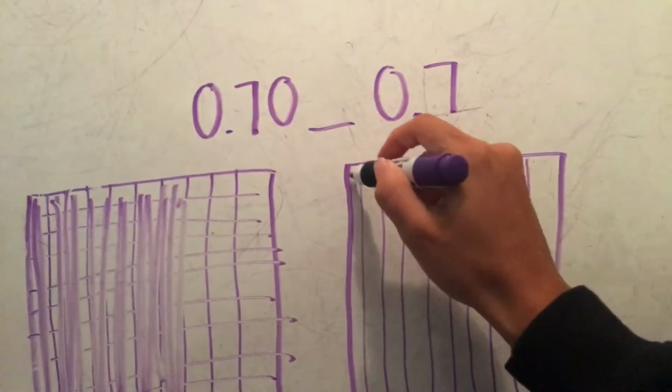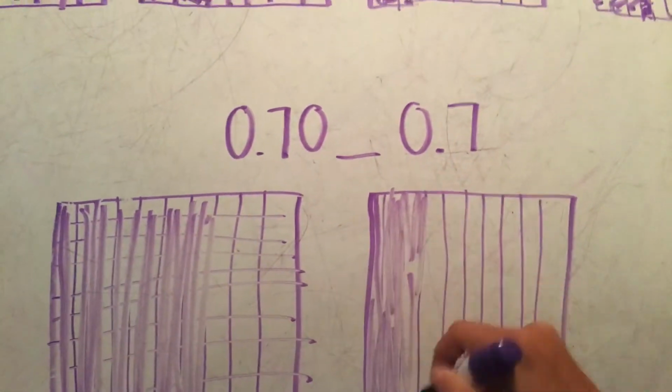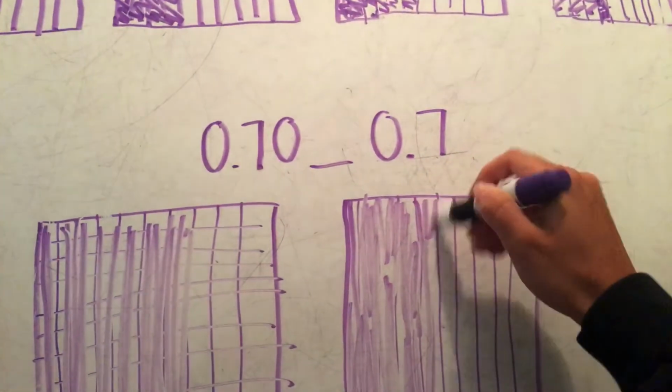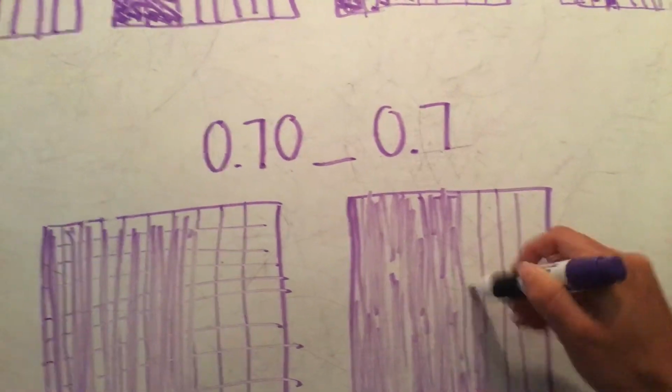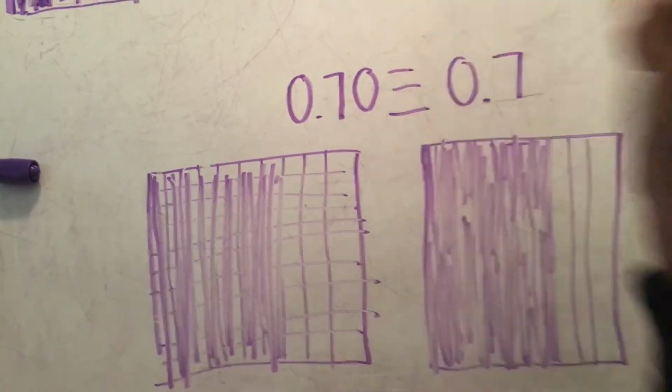Okay, now 7 tenths, I know that this is split into 10, so I'm going to shade in 10 of them. 3, 4, 5, 6, 7. And I can tell by looking at my area model that these two are going to be equivalent.